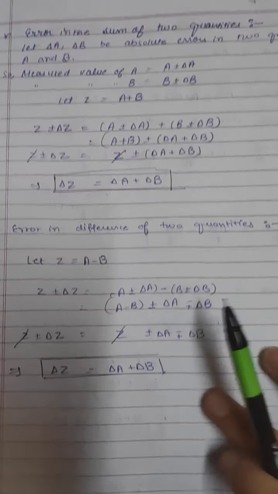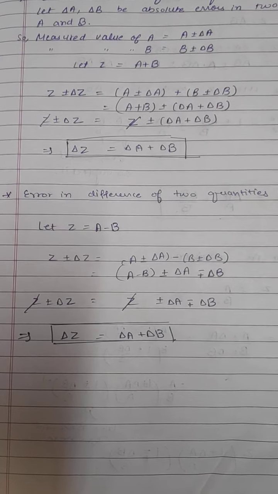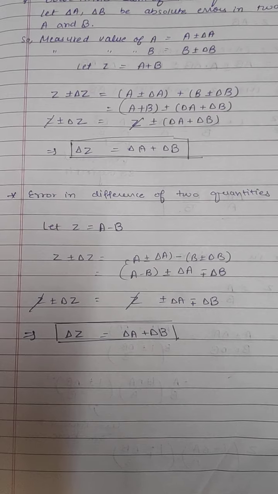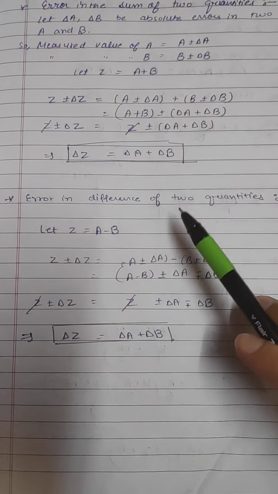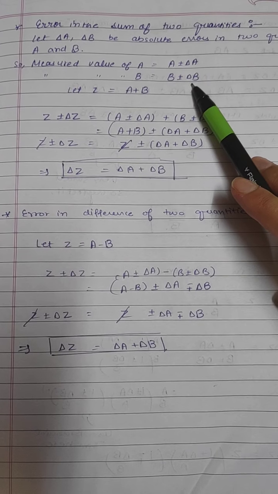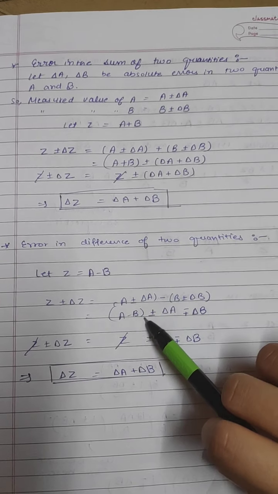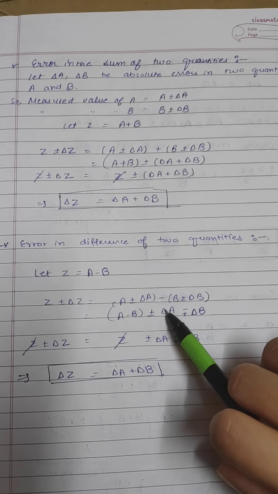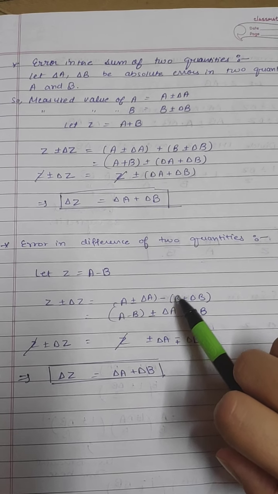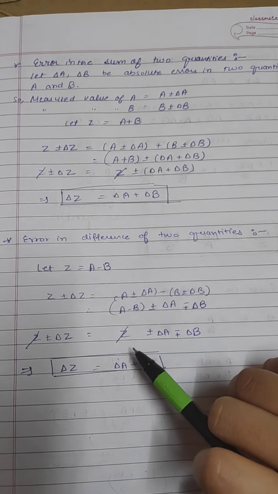Next is the error in the difference of two quantities. Now let Z be equal to A minus B, and we have to find the error in that. The representation is Z plus minus delta Z. Again we write the same values: A plus minus delta A, and B plus minus delta B, with a minus sign in between. Taking A minus B common, and plus minus common, the sign on delta B becomes minus times plus minus, which is minus plus, so minus plus delta B.